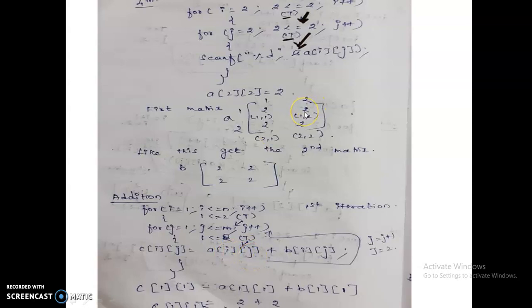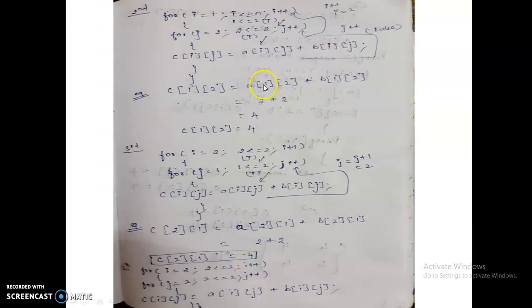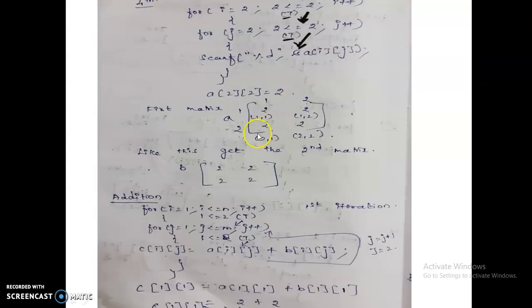So this is the second value from the first matrix, and like that the second value from the second matrix. Okay, so now these two values, A of 1 comma 2 and B of 1 comma 2, are added and stored in C of 1 comma 2. So here the i loop value is 1, j loop value is 2. So this value and this one are added and placed in the C matrix. Like that these two values are added and placed in the C matrix.